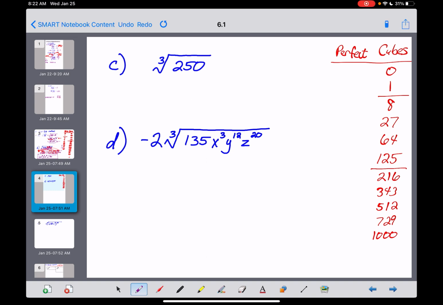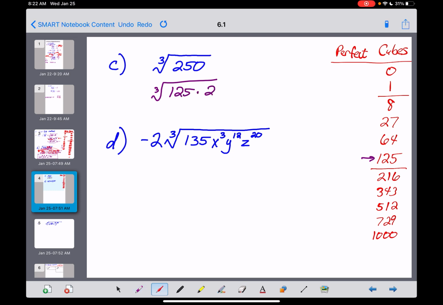So let's dive into example C, the cube root of 250. All right, guys, you'll notice 250 is not in this list of perfect cubes we made, so we're looking for a number in that list in red that divides evenly into 250. And hopefully you guys can see it without too much difficulty. It's going to be 125 right here. So I will make that the cube root of, and I'll split up the 250 into 125 times 2.